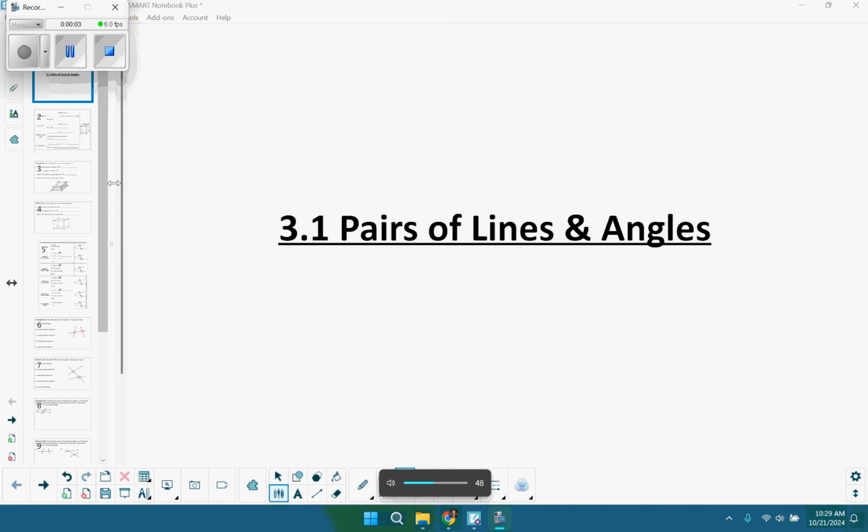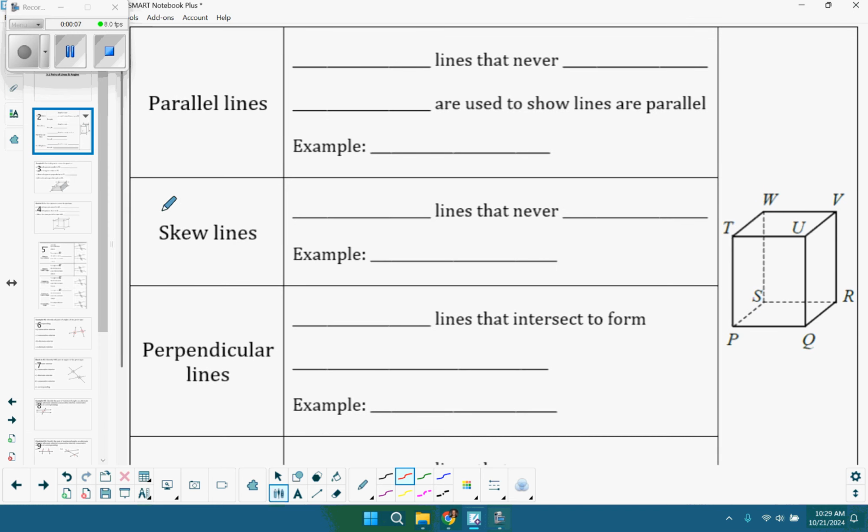This is lesson 3.1, pairs of lines and angles. So we're going to talk about some terms that we may have seen before and maybe some ones that are new. So parallel lines are going to be coplanar lines, so lines that can share a plane that never intersect.